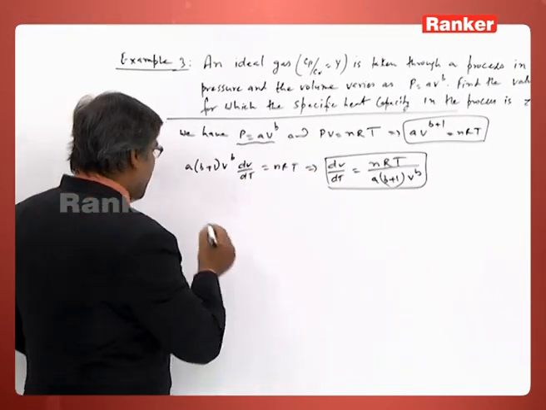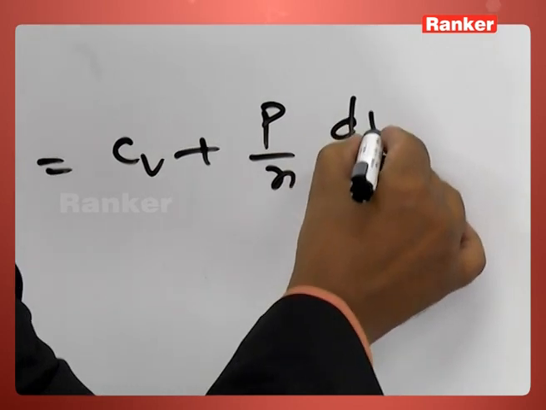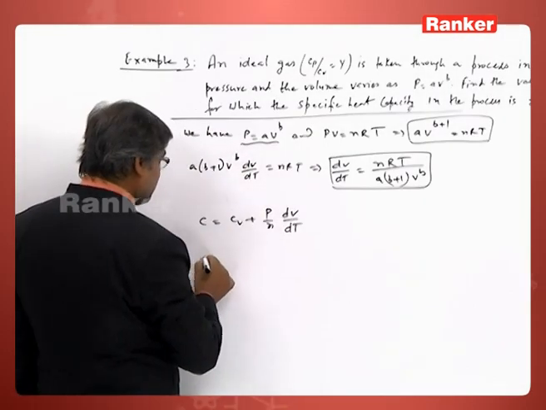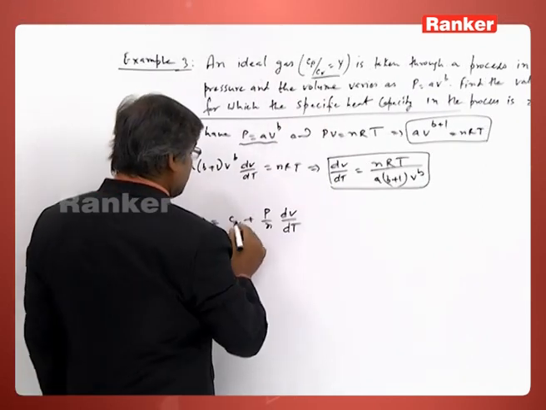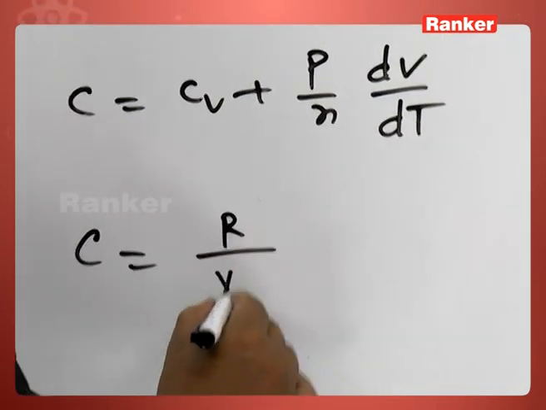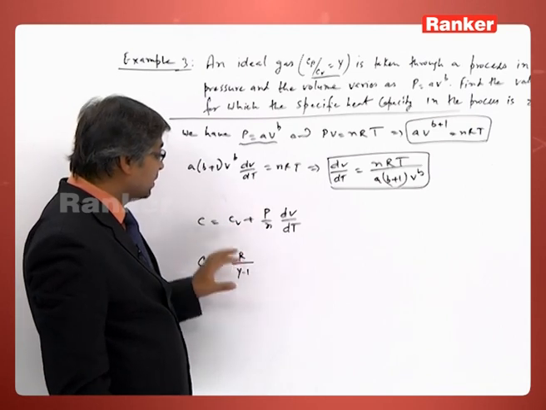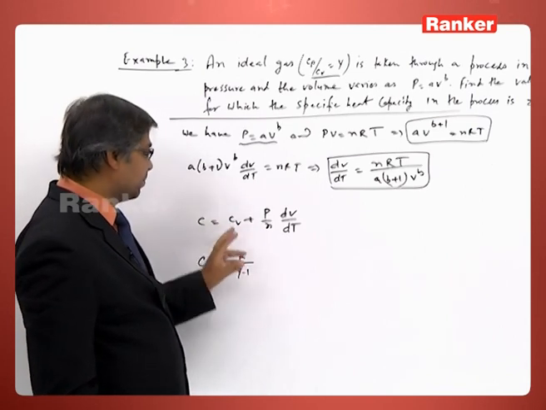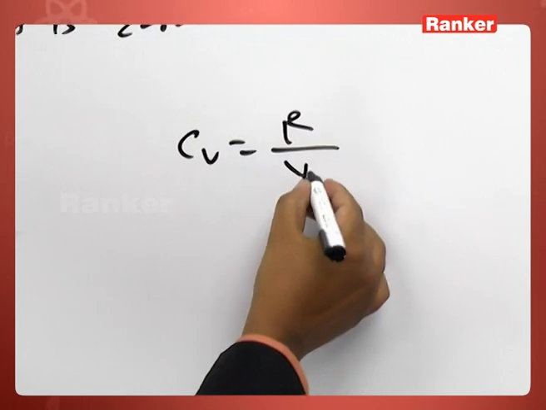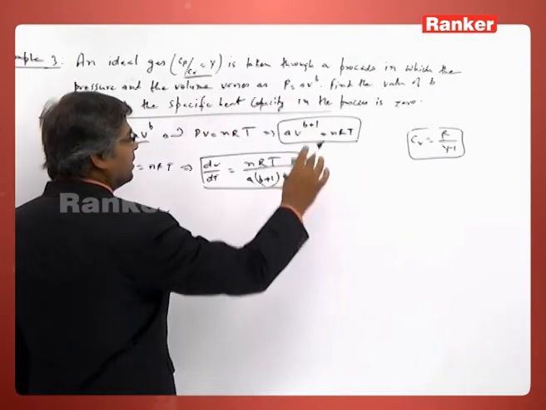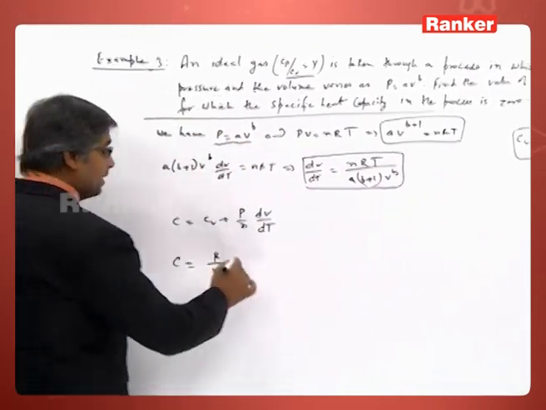Now, we have the expression C is equal to Cv plus P by n dV by dT for a general process. We have Cv as R by gamma minus 1 for an ideal gas. This is a general expression, we will prove it later on. But presently I am using this formula that Cv is equal to R by gamma minus 1, where gamma is Cp by Cv. I have not proved it yet, but let us believe it is correct.